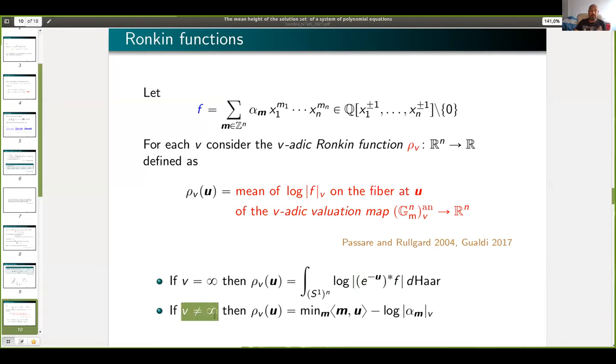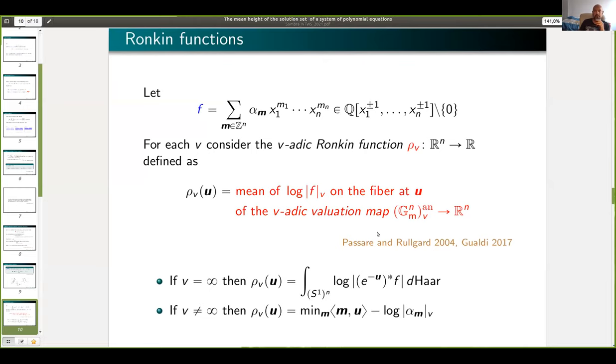And when the place is not Archimedean, then it is explicit. Then your Ronkin function is a piecewise linear function, the minimum between all these affine functions. This is an affine function, no? The scalar product of the exponent m with u is an affine function, minus this constant. So you get what's called a tropical polynomial. This is indeed the tropicalization, the v-adic tropicalization of your given Laurent polynomial in the language of tropical geometry.